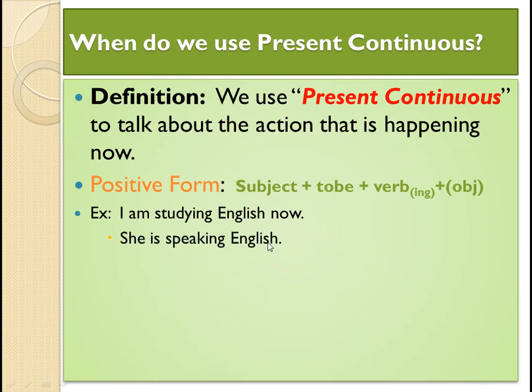She is speaking English. She is the subject, is is the to be, speaking is the verb ing, English is the object. I am teaching English. Here I is the subject, am is the to be, teaching is the verb ing, and English is the object.